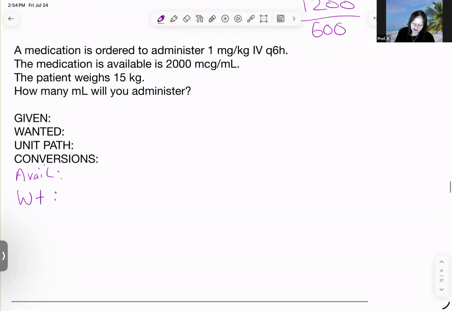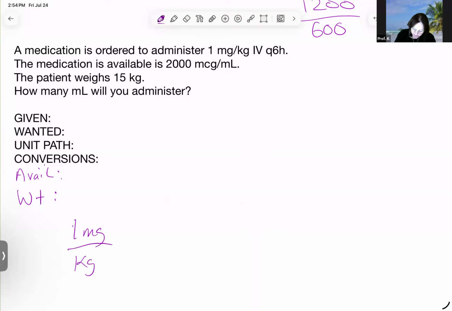All right, a medication is ordered to be administered 1 milligram per kilogram, IV every 6 hours. It's available in 2,000 micrograms per milliliter. The patient weighs 15 kilograms. How many milliliters will you administer? So the doctor ordered 1 milligram per kilogram, and I know I need to solve for milliliters. So I got to get rid of the kilogram, so I'm going to use the patient's weight.